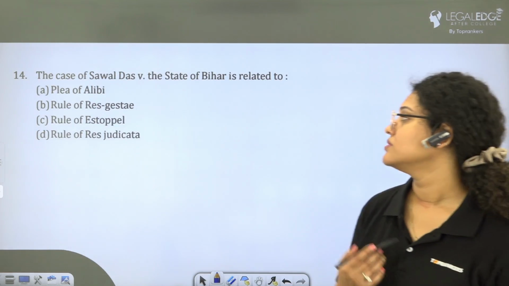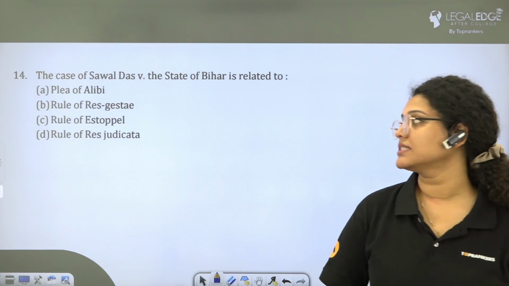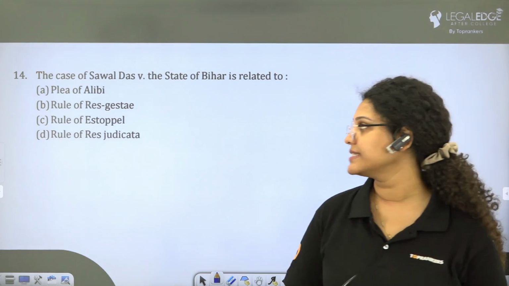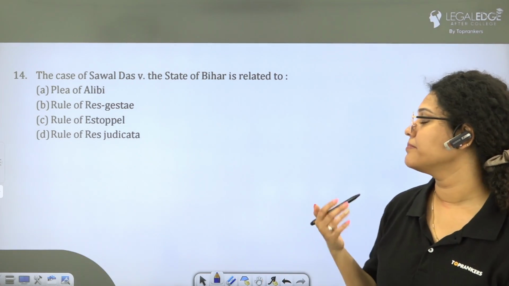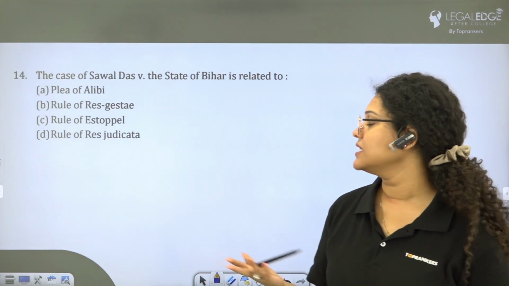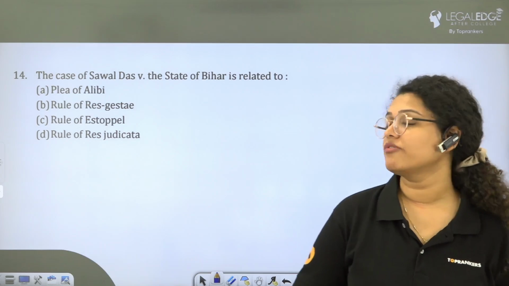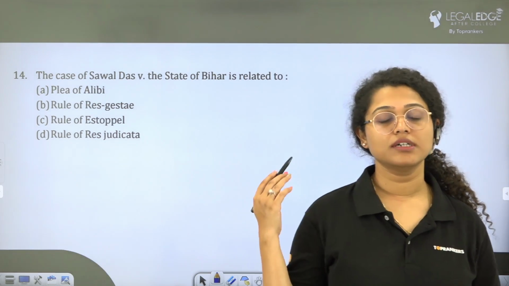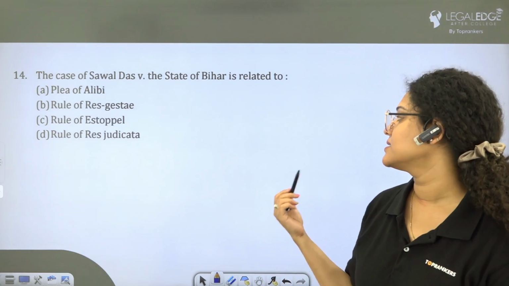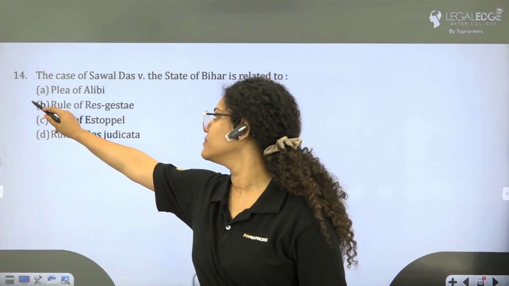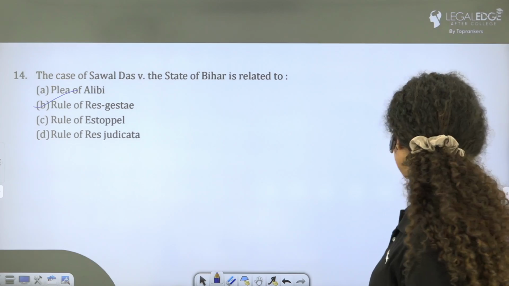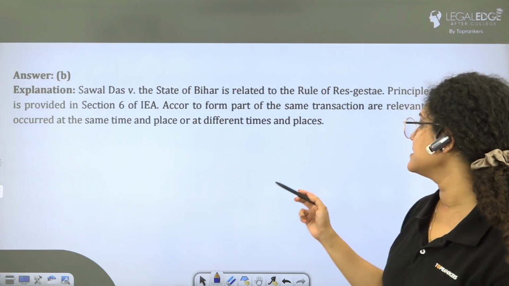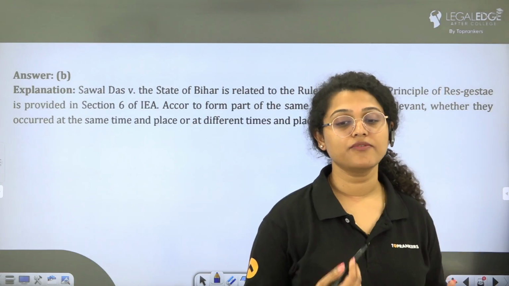The case of Savaldas versus State of Bihar is related to A. Plea of alibi, B. Rule of res geste, C. Rule of estoppel, and D. Rule of res judicata. So the case of Savaldas versus State of Bihar is associated with rule of res geste, and it is a very famous case related to Section 6 of Indian Evidence Act.